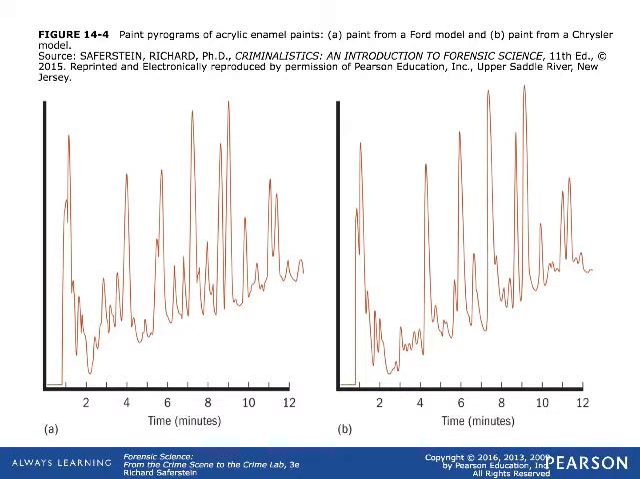So we have paint pyrograms of acrylic enamel paint. A is from a Ford and B is from a Chrysler. And what you'll see is different molecules coming off through the detector over time, and they're going to create peaks over time, and the idea is that you can compare the two. So there's definitely differences between the Ford and the Chrysler. Like at around 3 minutes, there are more peaks coming off in the paint from the Ford than there are from the Chrysler. There are different peaks coming off at different times, and that's how you would compare the paints.